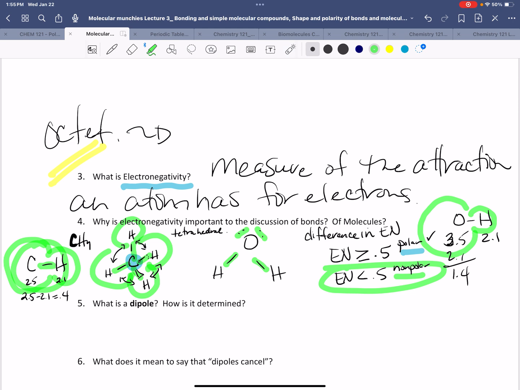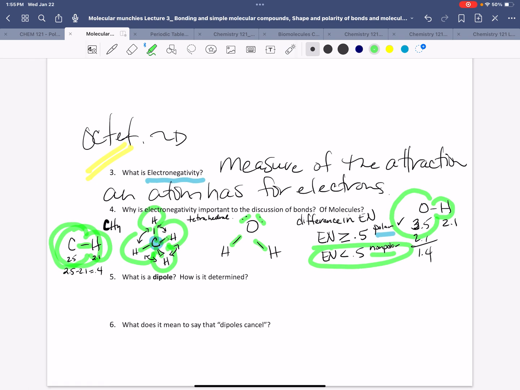That's what we talk about with a polar bond: this atom wants the electrons more, and so basically the electrons are going to hang out closer to the oxygen. Okay, one way to talk about a polar bond is to talk about how it has a dipole. When we determine the dipole, we're looking at the difference in electronegativity, and we have these cutoffs of 0.5: less than 0.5, no dipole; greater than 0.5, then we have a dipole. We have an unequal distribution of electrons.